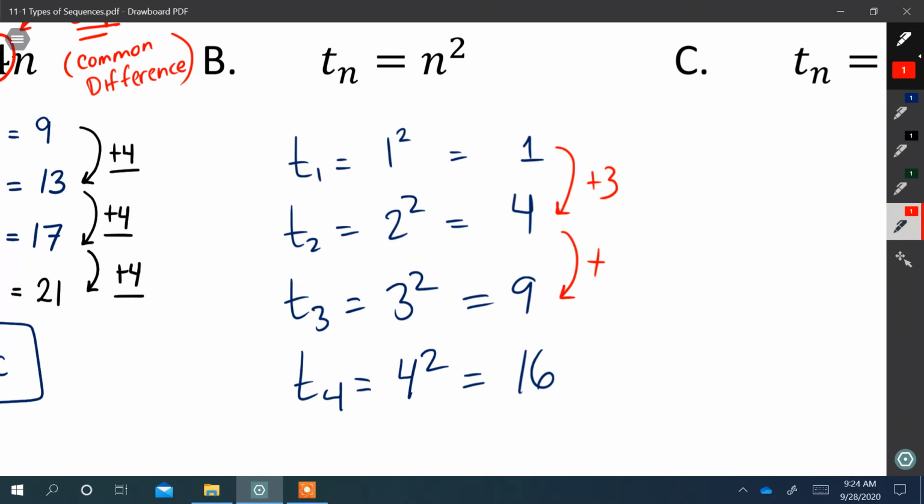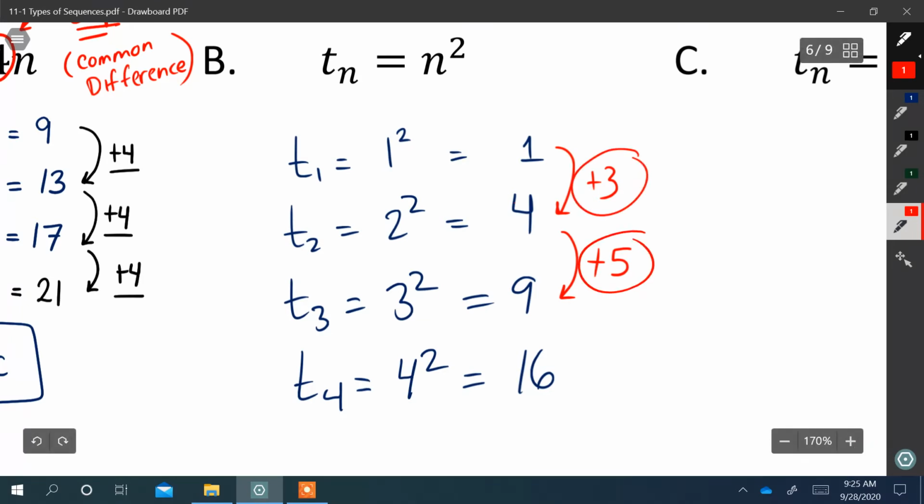So in here, 4 plus 5 is going to give you 9, but that's not what we want. We want those two numbers to be the same. So we know it's not arithmetic.